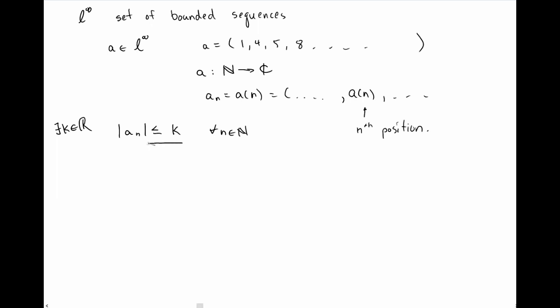If we have this property, then we have boundedness. And a sequence, just a sequence of values, right? We can define a metric on this, and we can define it like this.